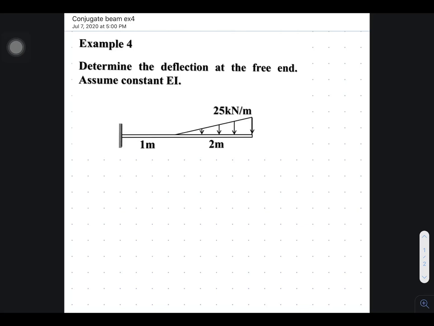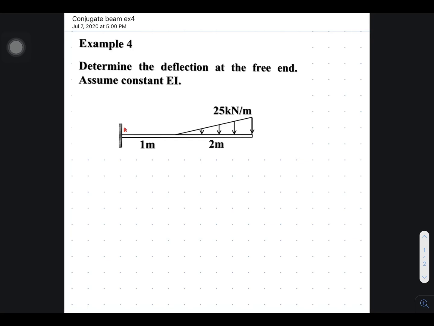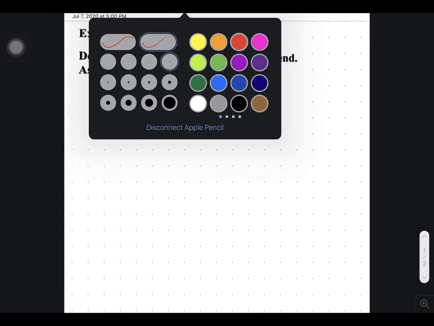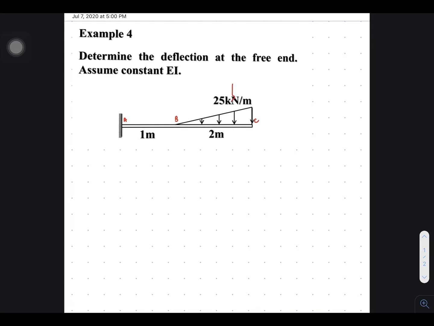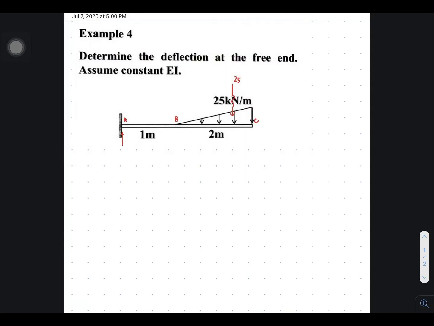So example number 4, determine the deflection at the free end. Okay, so first, let's provide or name letters to every change of loading, A, B, C. And then we are going to solve for the resultant here. This is 1/2 of 25 times 2. This is 25. So we have the reaction here, RA and MA.